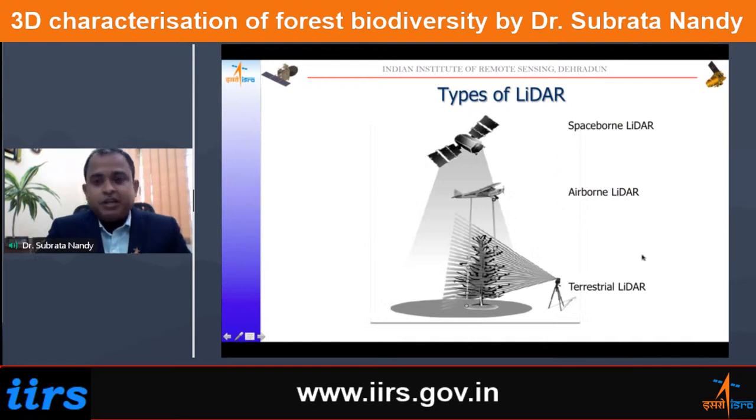Now, there are different types of LiDAR based on, let's say, platform. It could be terrestrial LiDAR, airborne LiDAR, or spaceborne LiDAR. I'll discuss them one by one. First of all, to start with, the terrestrial LiDAR.